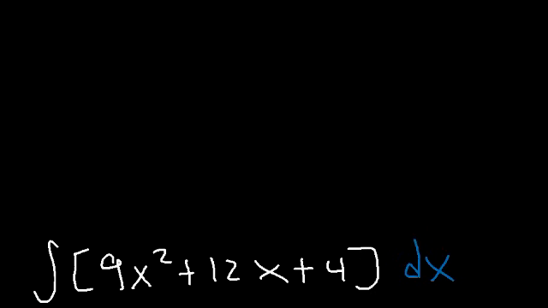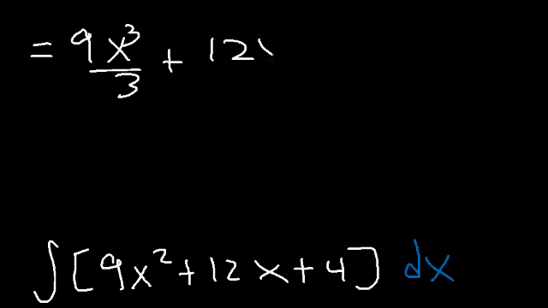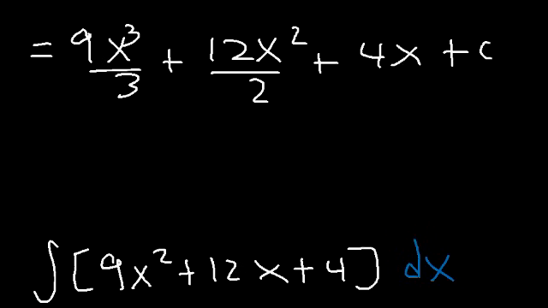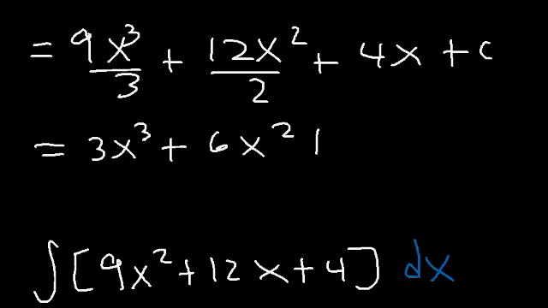And that's going to be 9x cubed divided by 3 plus 12x squared divided by 2 plus 4x plus c. 9 divided by 3 is 3. 12 divided by 2 is 6. So this is going to be the final answer.